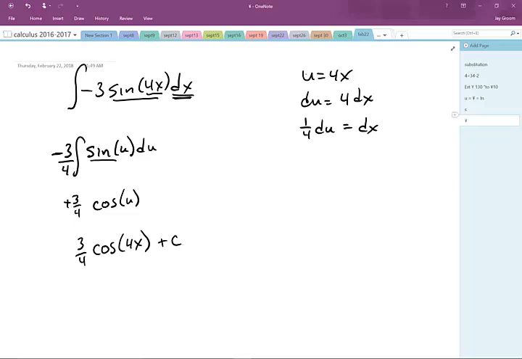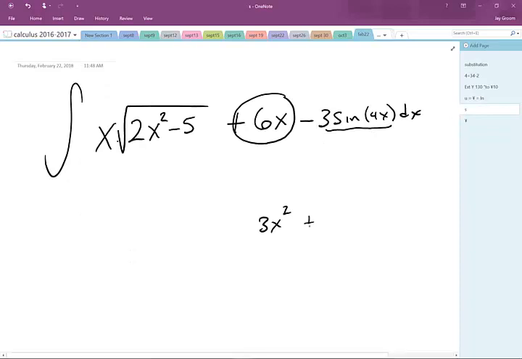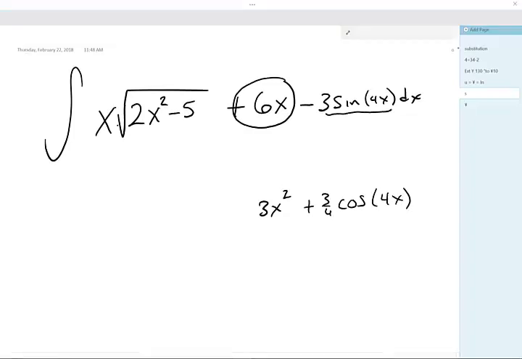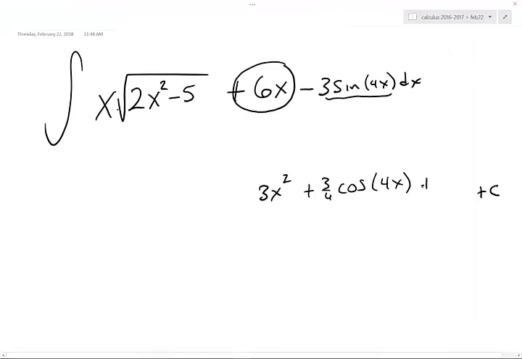Okay. So over here on this previous page, I'm going to have plus 3/4 cosine 4x. And my plus c is already over here somewhere. There it is. I'm just going to put it right here. Get it a little closer. Okay? Now let's go look at this fella, shall we?